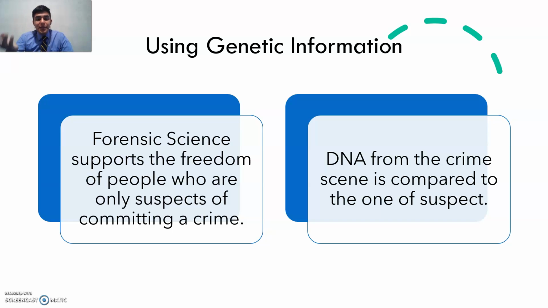So, for example, if someone was only a suspect of committing the crime, and this person is right about to go to jail because the proofs are not in his favor, what's going to happen is that forensic science can actually prove that this person wasn't the guilty one. And of course, they can continue looking for the person that actually committed the crime. Or they can actually prove that the person that they have in the court is actually the killer, because the DNA of that person was in the crime scene. Okay? DNA from the crime scene is compared to the one of the suspect.